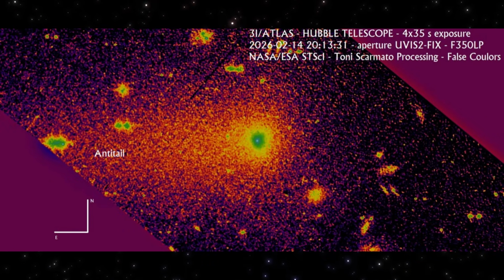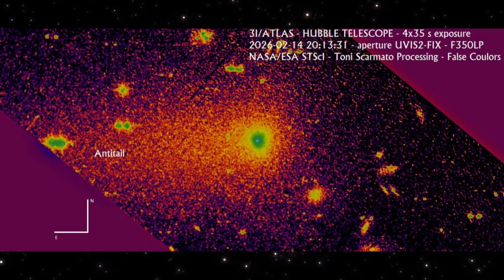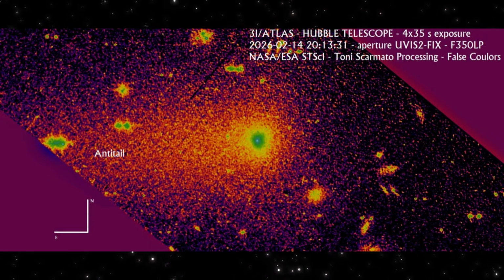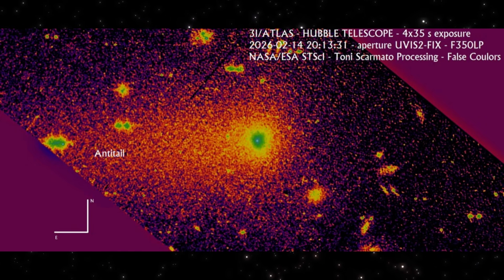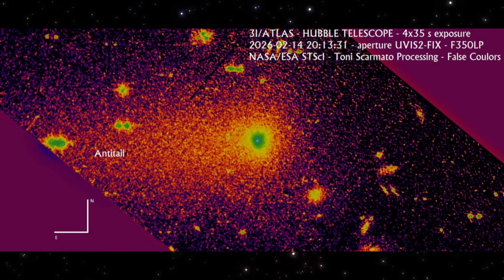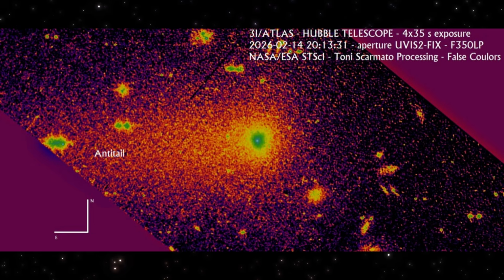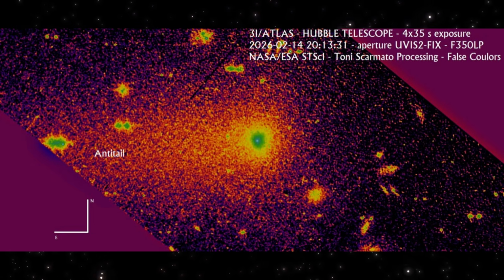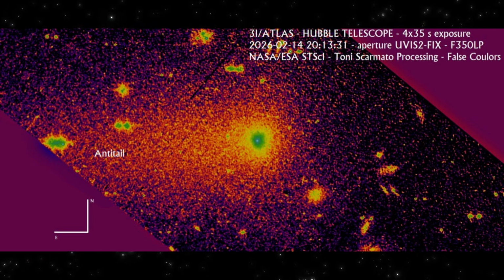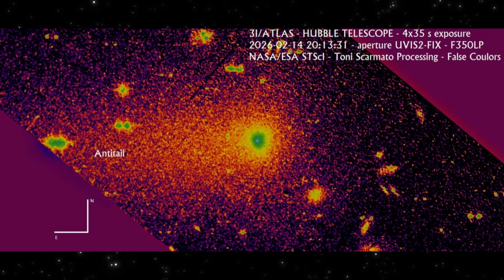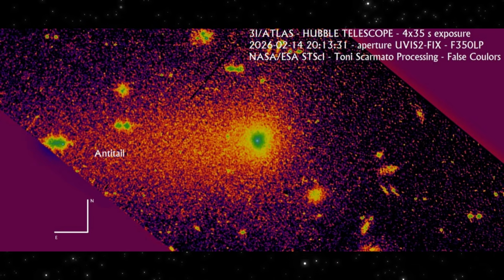Let's break down the key feature. An antitail is a dust structure that appears to extend toward the sun. That sounds backwards because material normally streams away from the sun due to radiation pressure. But here's what really happens. Dust particles released into space don't instantly disperse randomly. Many remain confined to the object's orbital plane. When Earth crosses that plane, the dust sheet can appear edge-on. And from our perspective, it can look like a spike pointing sunward.